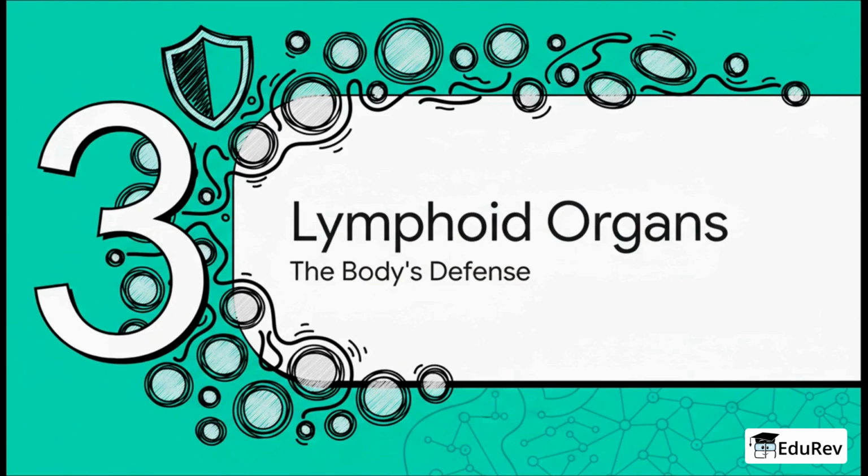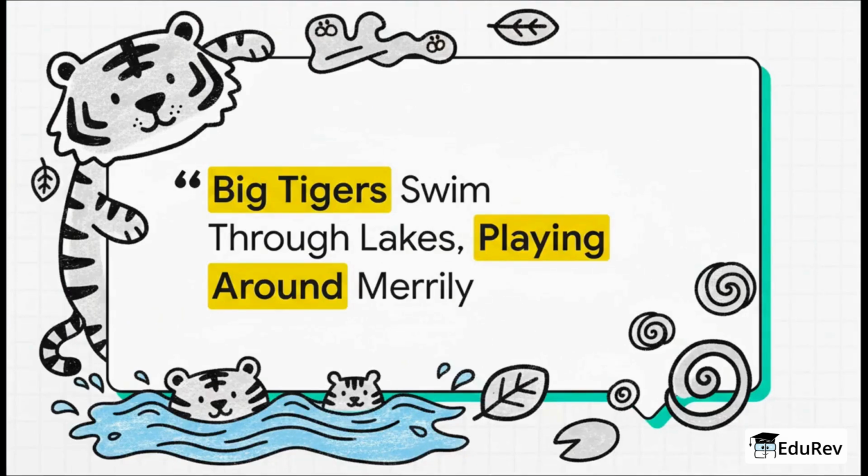Okay, now that we've covered diseases, let's switch gears and talk about our body's amazing defense system. We're going to map out the lymphoid organs, basically the headquarters of our immune response. And knowing the difference between primary and secondary organs is super important. And our little trick for remembering the immune system's command centers is this. Big tigers swim through lakes, playing around merrily.